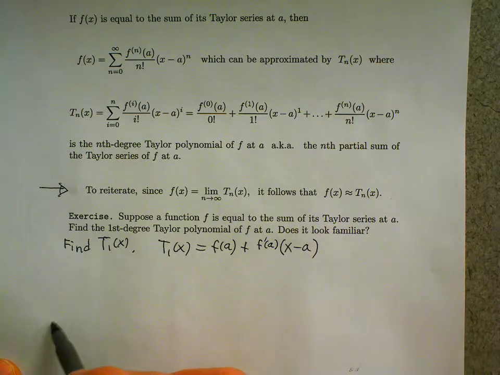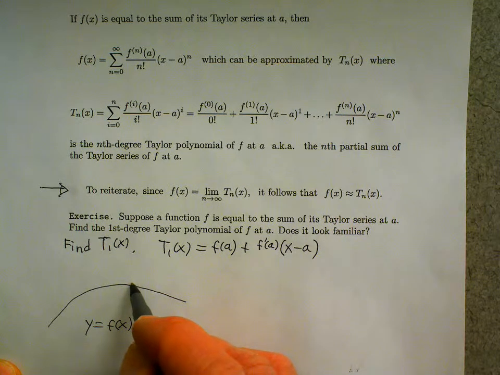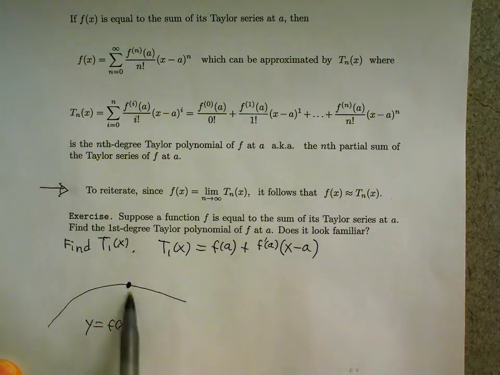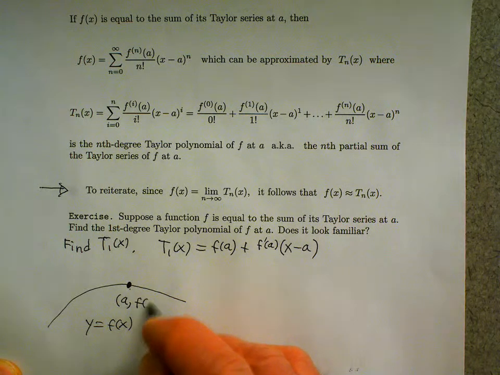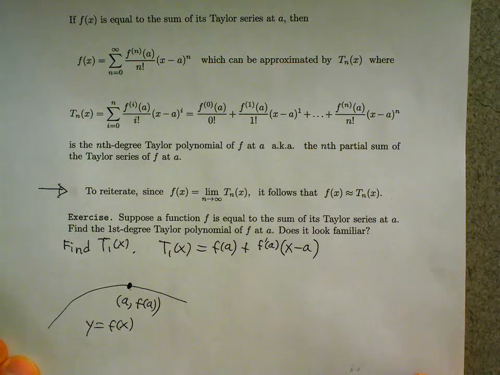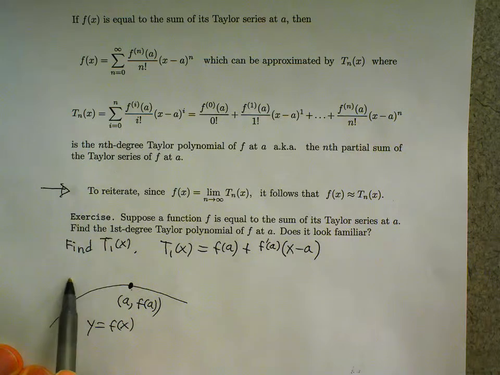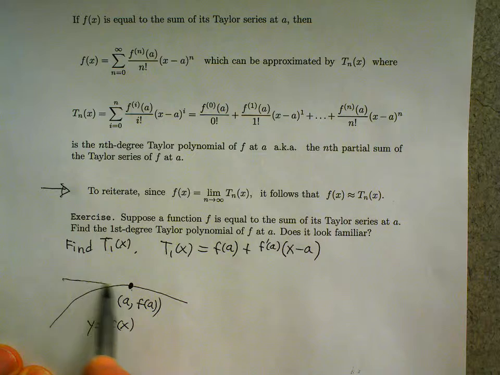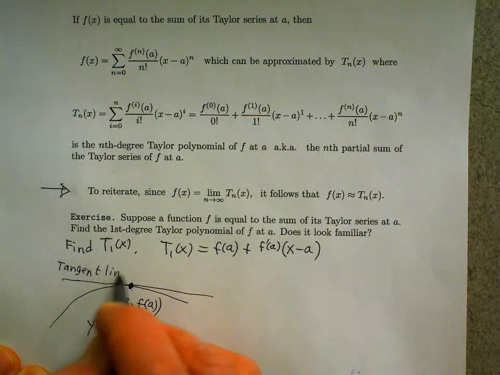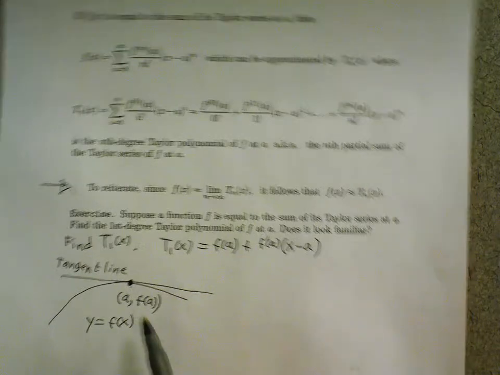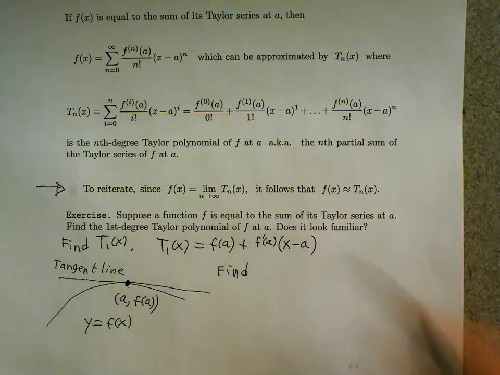All right, suppose we have the graph of some function y equals f of x, and we pick a point on the graph. Let's suppose the x-coordinate of that point is a, and the y-coordinate then is f of a. From Calculus 1, do you remember how to find the equation of the tangent line that passes through that point? So that's the tangent line. So how do we find the equation for that tangent line in symbols?